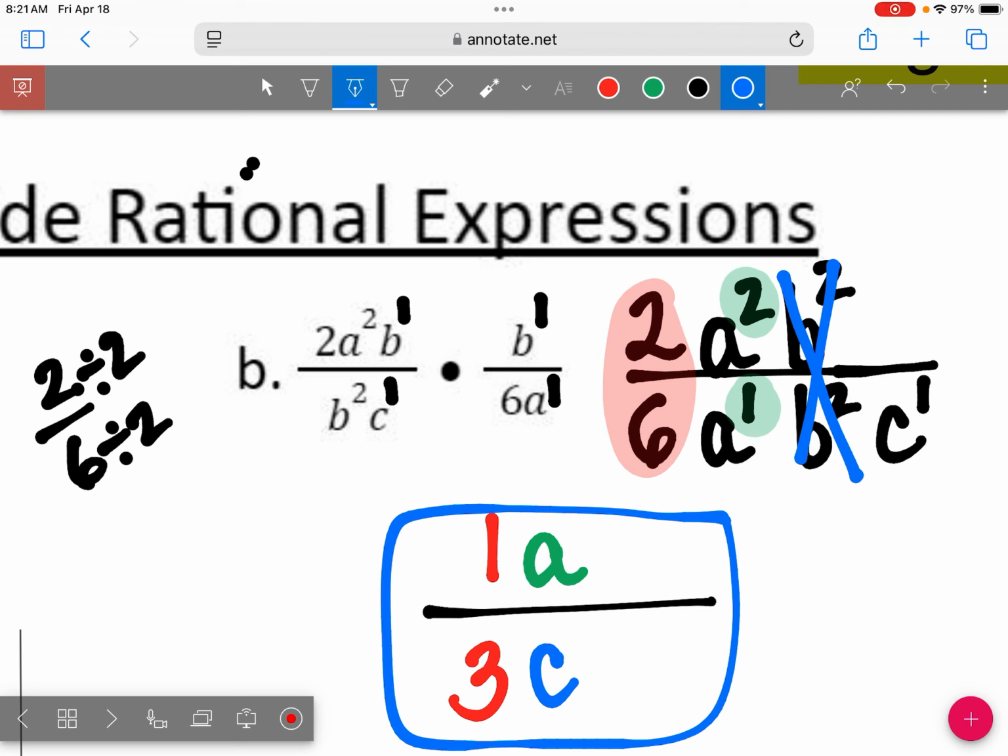Who remembers this from Integrated 1? I think it was in Integrated 1 and Integrated 2.